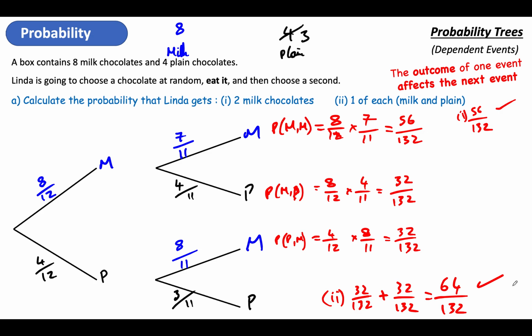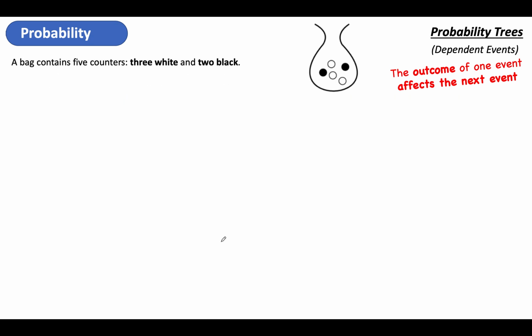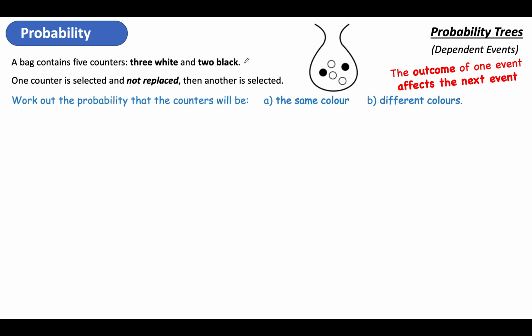Yeah, if you simplified it, that's fine, but you just don't need to. Cool. Okay, so hopefully you got that right. If you didn't, here's another chance. A bag contains 5 counters, 3 white and 2 black. 1 counter is selected and not replaced, then another is selected. Work out the probabilities that the counters will be either the same colour or different colours.